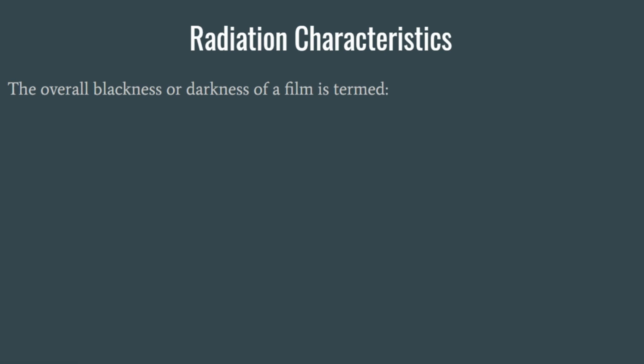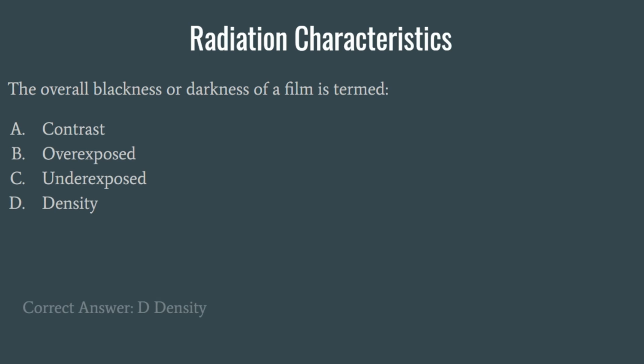Number 2, the overall blackness or darkness of a film is termed A, contrast, B, overexposed, C, underexposed, or D, density. The correct answer is D, density.